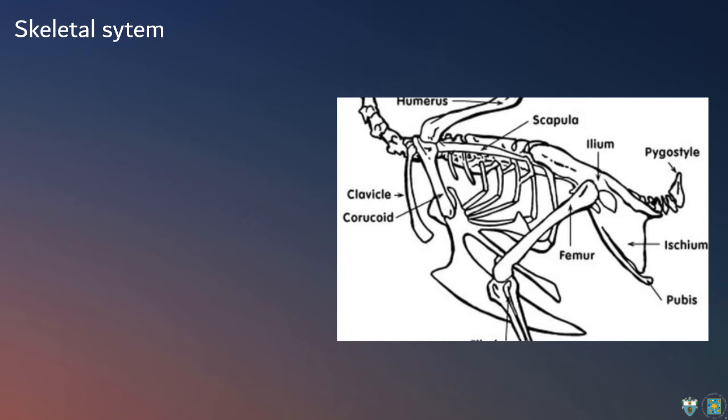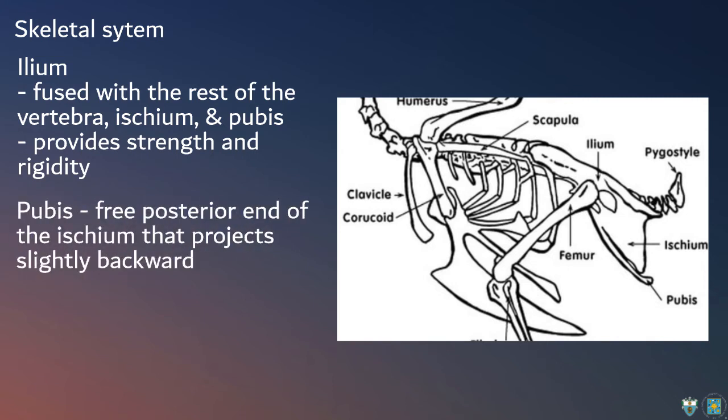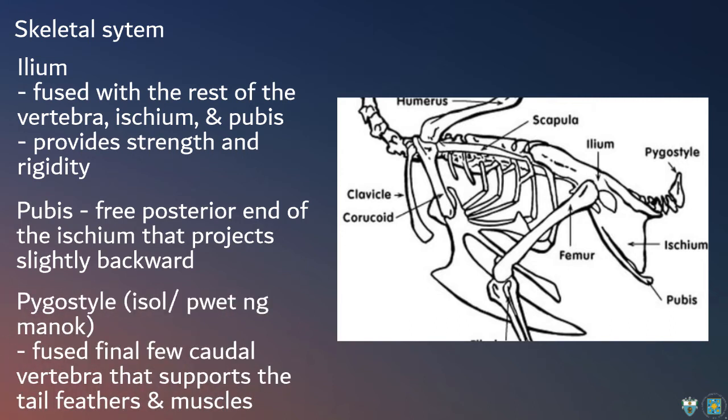We also have the ilium, the ischium, pubis, and the pygostyle. Ilium is fused with the rest of the vertebra to provide strength and rigidity, and is also fused with ischium and the pubis. Pubis is the free posterior end of the ischium that projects slightly backward. The pygostyle, or as we call it isol, or puwet ng manok, is a fused final few caudal vertebra that supports the tail feathers and the muscles.